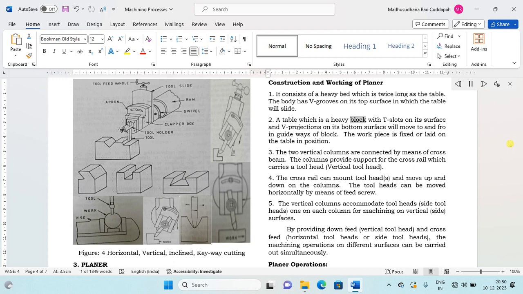A table, which is a heavy block with T-slots on its surface and V-projections on its bottom surface, will move to and fro in guideways of the block. The workpiece is fixed or laid on the table in position.